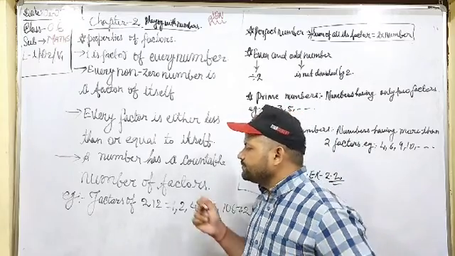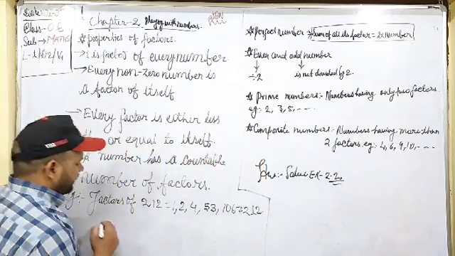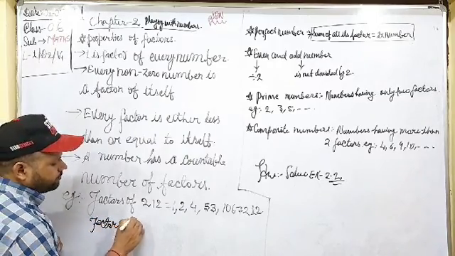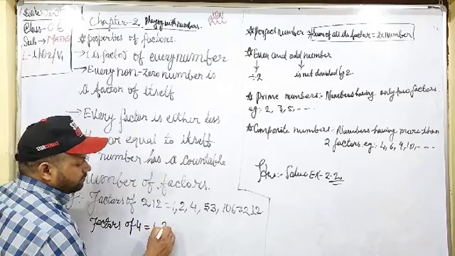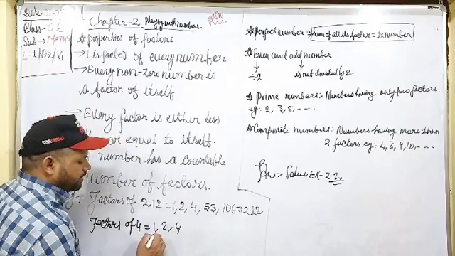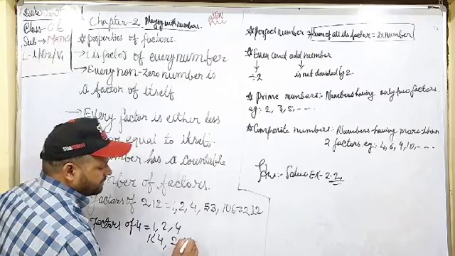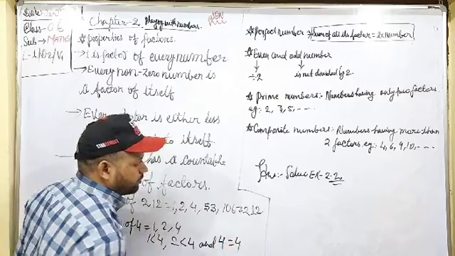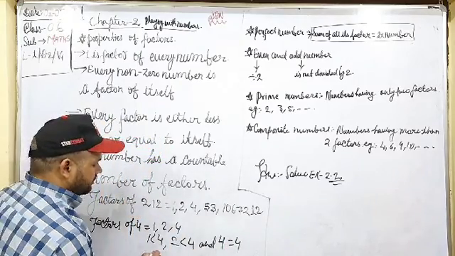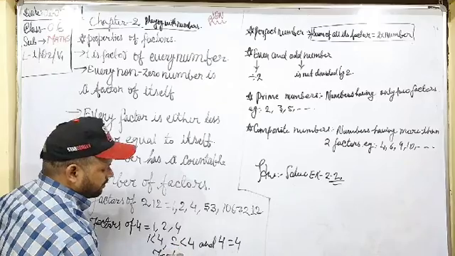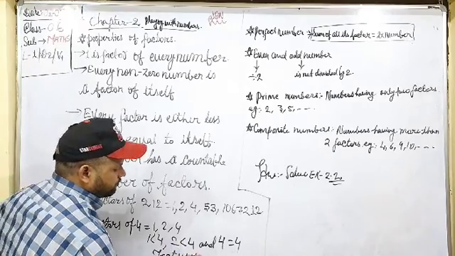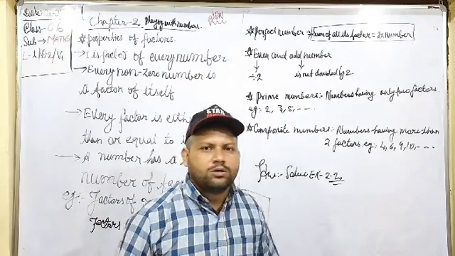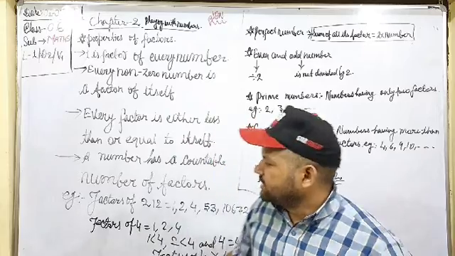As an example, take factors of 4: 1, 2, 4. Here 1 is less than 4, 2 is less than 4 and 4 is equal to 4. But no factor is greater than 4, never greater than 4. Okay, so try to understand these things.